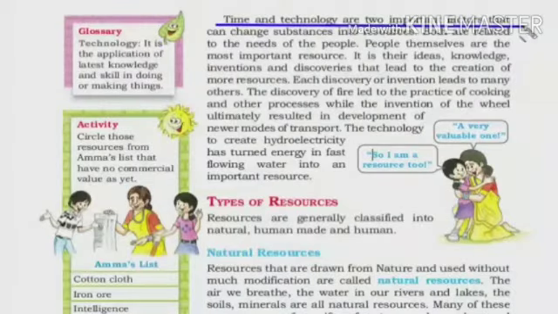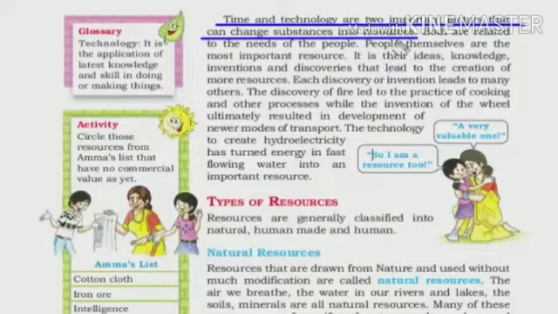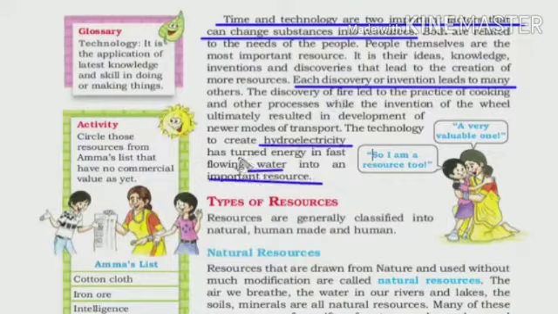Time and technology are two important factors that can change substances into resources. To see any kind of change, you need time, and technology is nothing but the way which helps you get that change. For example, machinery, computers, gadgets, etc. Most of the things around us have been discovered or invented many years back. And over the years, we have studied the same discovery and invention and have modernized it. For example, hydroelectricity is a technology which turns the flow of water into electrical energy.